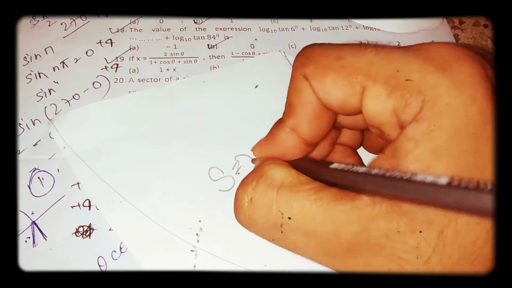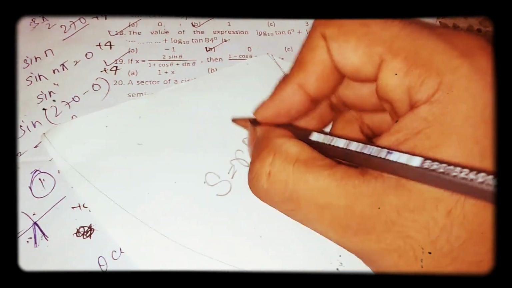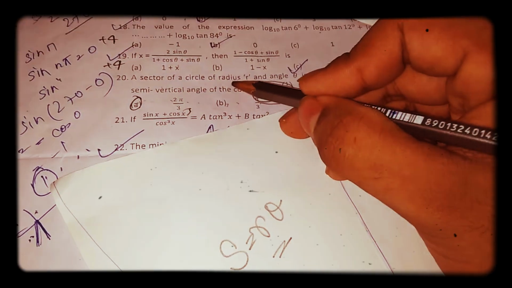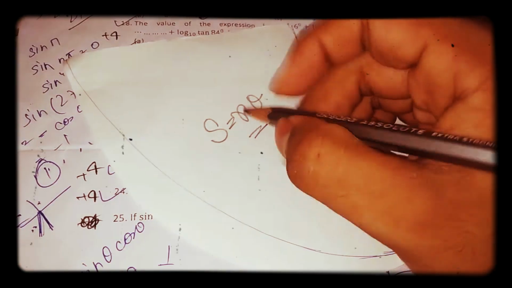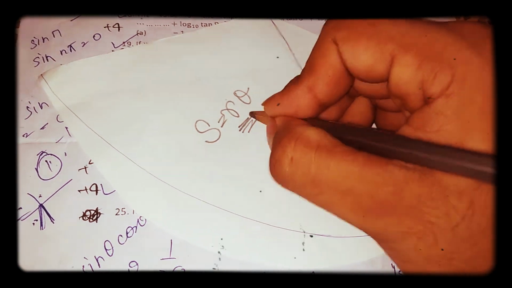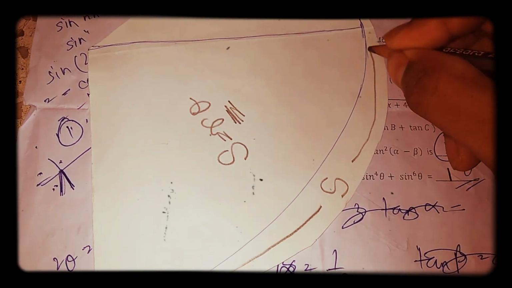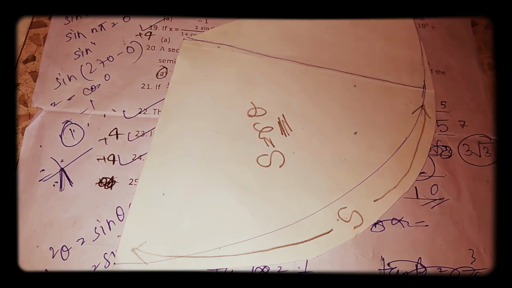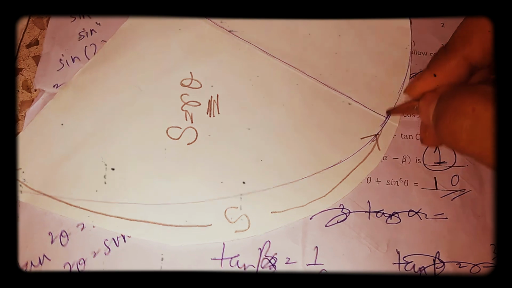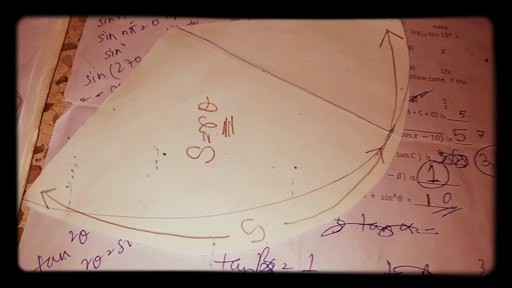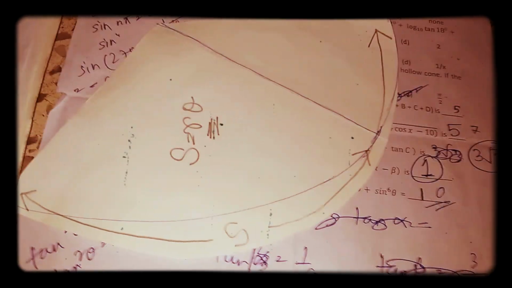Now we are all aware of the formula, S equals r theta. The radius is given in the question as small r here, so S equals r theta. This particular length is S, so we have to find this length.